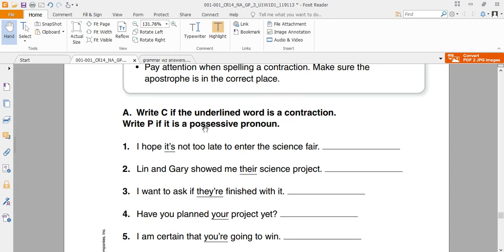Write C if the underlined word is a contraction. So if it is a contraction, write C. Write P if it is a possessive pronoun. Are you ready? Okay, number 1. I hope it's not too late to enter the science fair. So it's here is a contraction or possessive? Yes, excellent. It's a contraction. So write C.